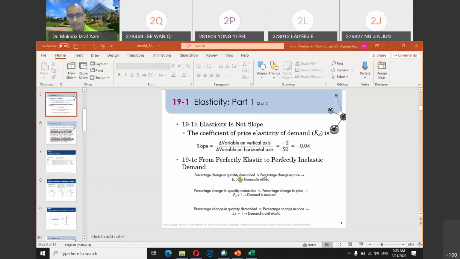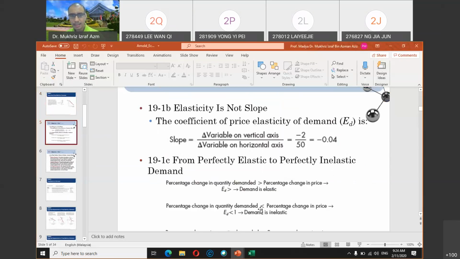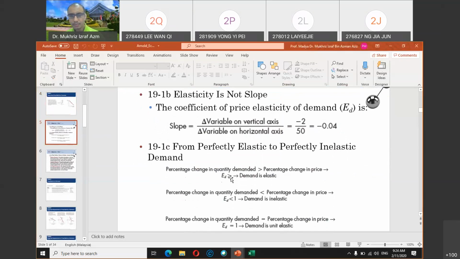More than one means ignore the negative sign. So for example, if you only consider 0.04, of course that is less than one, so it falls under the demand is inelastic. But if you look at the example just previously, the value is 3.67. If you calculate it the standard way, you're going to get negative 3.67, but for this example the negative is not shown, because you're only interested in the absolute value, which is 3.67. So in this case, it falls under the category of ED more than one, which is demand is elastic.